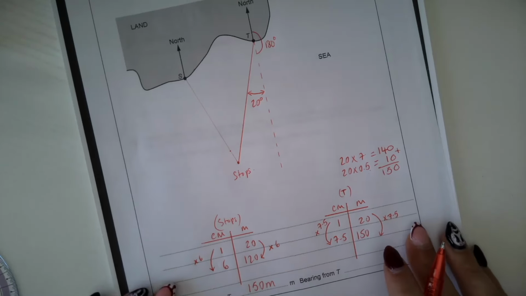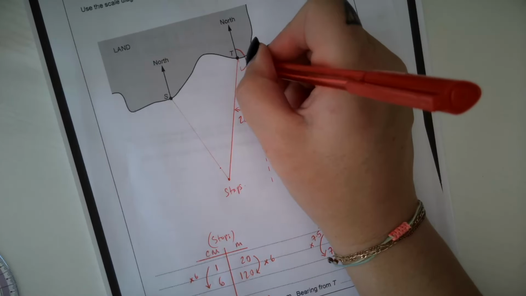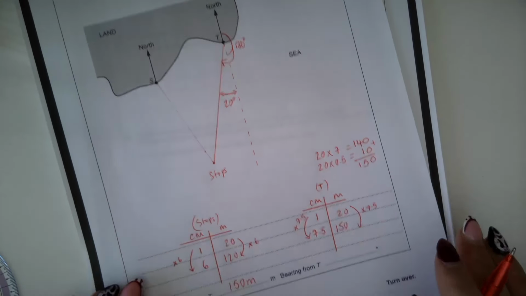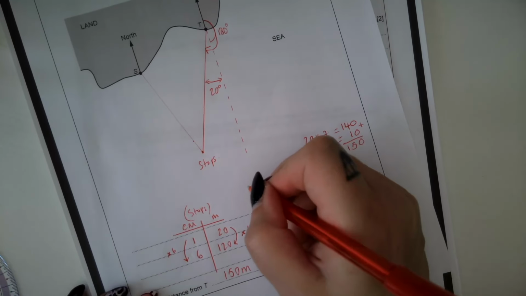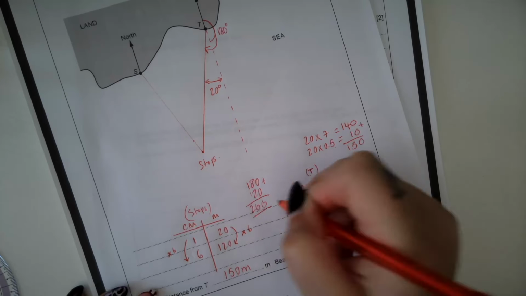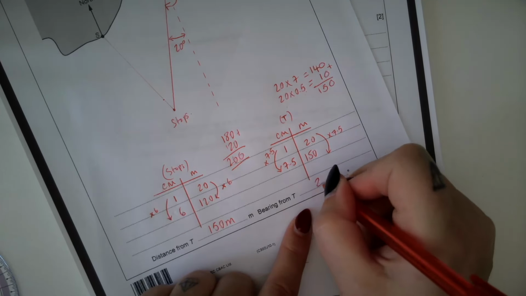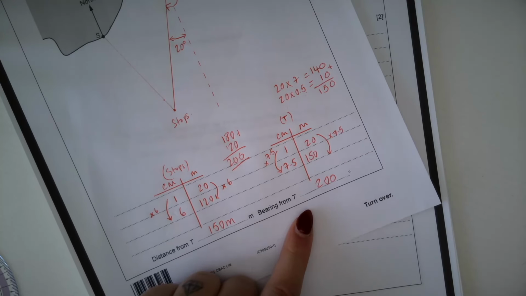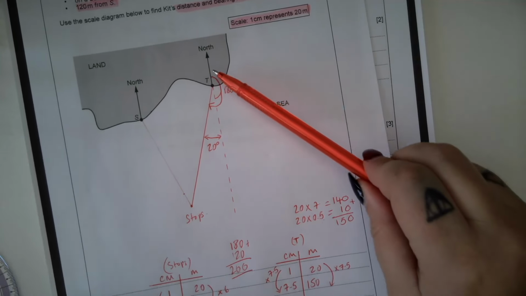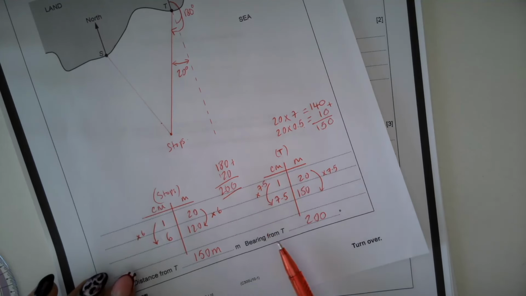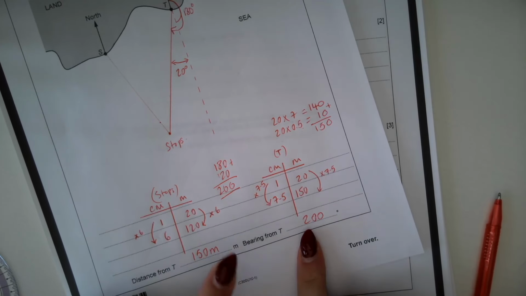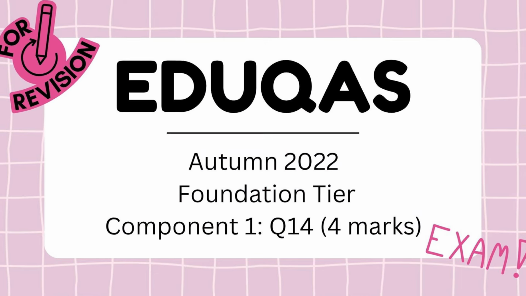I want the total bearing, so I want all the way round. So I want 180 plus 20 for this bearing. So 180 plus 20 is 200. So my bearing from T is 200 degrees. Be wary with bearings, you have to give them as 3 figures. So if that was less than 100, I would have to put a 0 in front to make sure it's 3 figures. But we're okay here with these two.